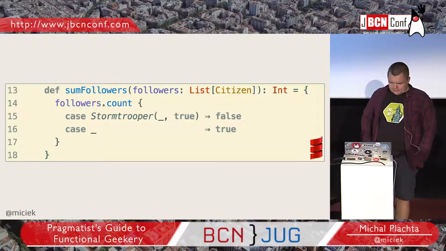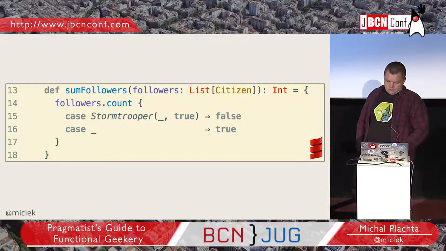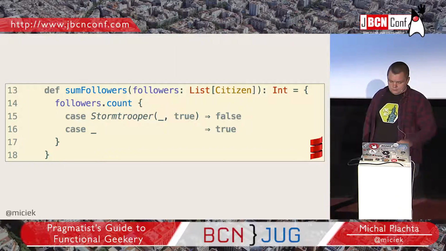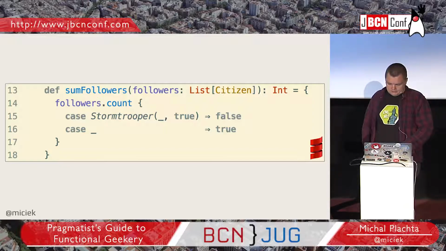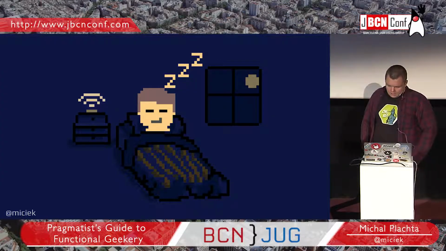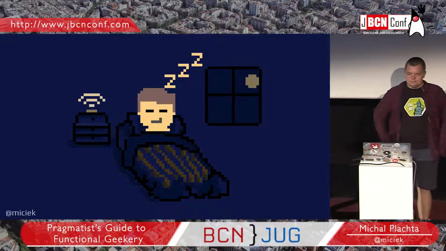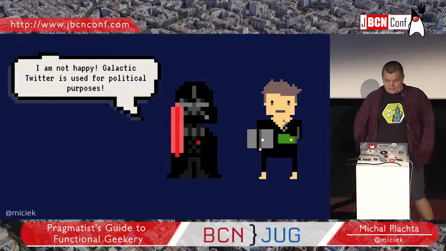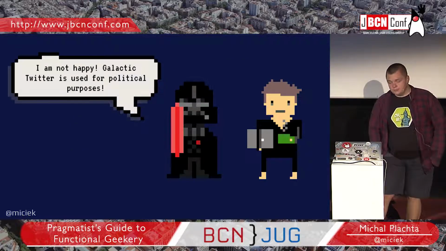And of course, this is how it looks in Scala, almost exactly the same. Instead of dollars, we use underscores, but that's all. So again, everything works fine, but one night, our telephone starts ringing, and it's our client again. He's not happy, and he files a feature request this time.